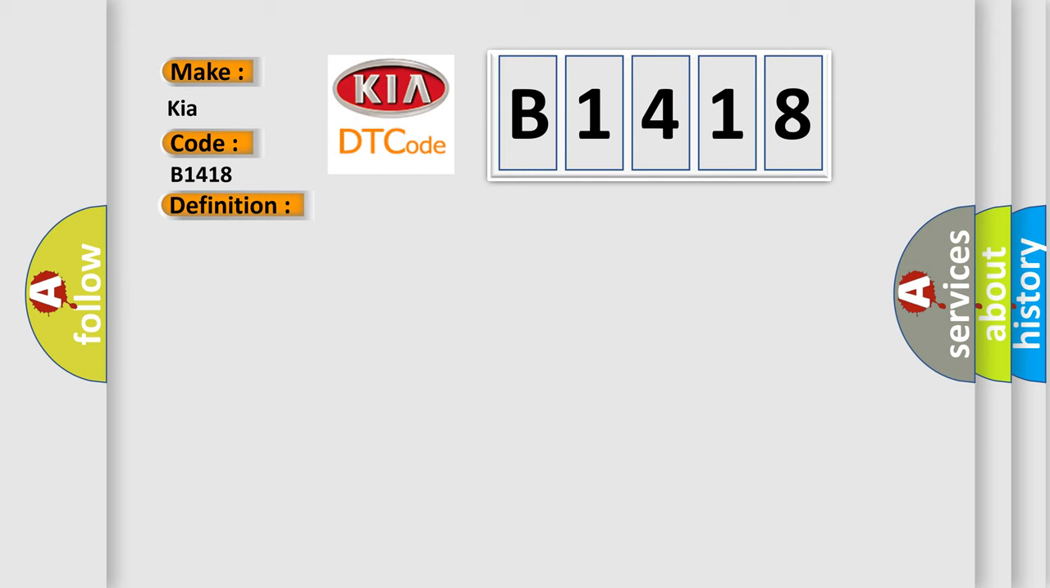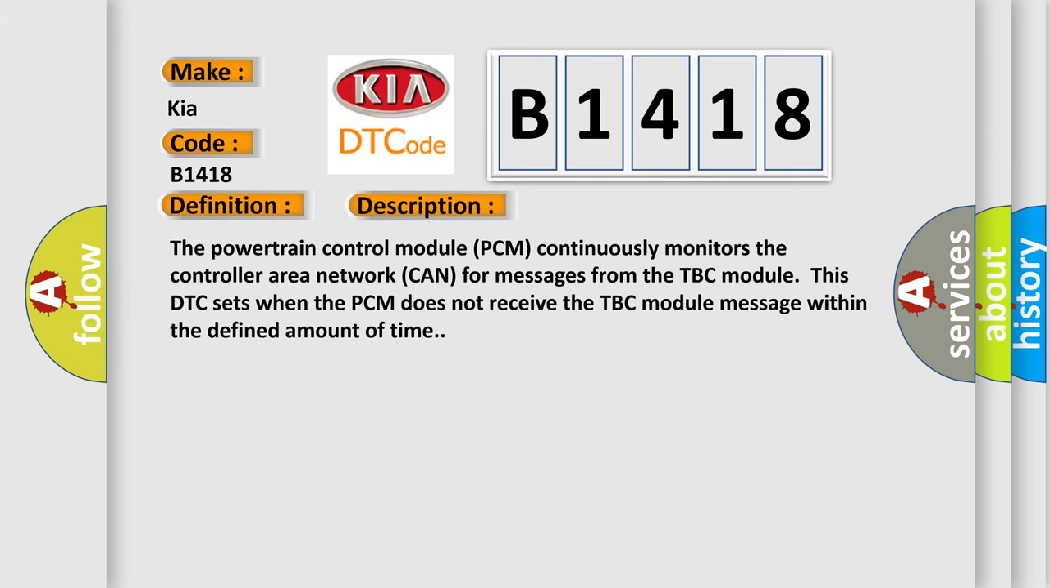And now this is a short description of this DTC code. The powertrain control module PCM continuously monitors the controller area network CAN for messages from the TBC module. This DTC sets when the PCM does not receive the TBC module message within the defined amount of time.